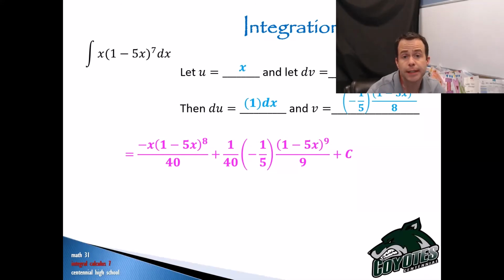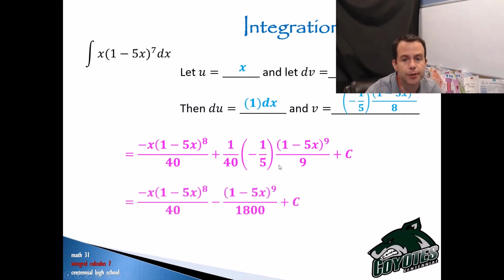So what can I do to clean it up now? I can multiply the 4 times 5 times 9. So that'll be negative 1 minus 5x to the 9 all over 1800. Okay, so my integration is negative x times 1 minus 5x to the 8 all over 40 minus 1 minus 5x to the 9 all over 1800 plus c. Okay.